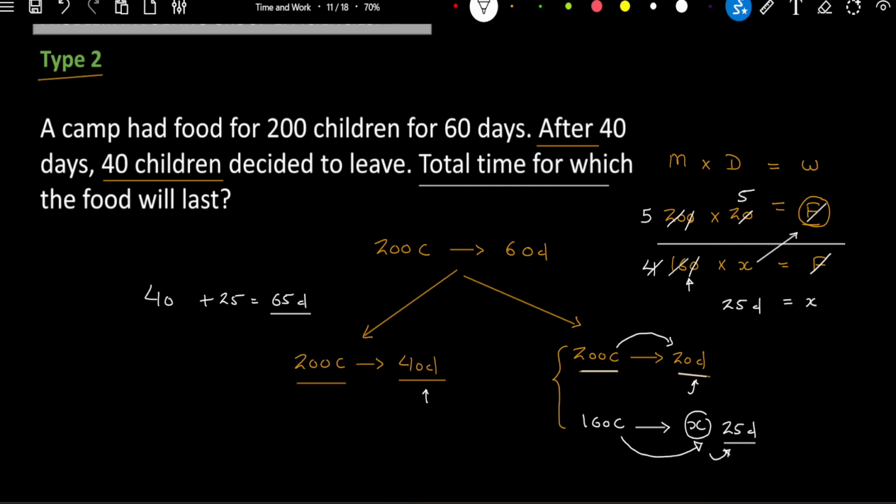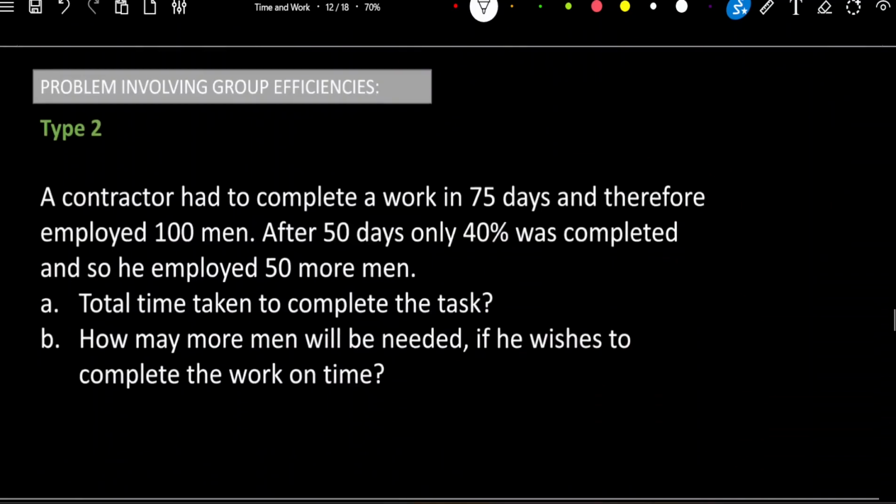So I hope you were able to understand type 2 problem. How would you recognize कि वो जो problem है वो type 2 का है? By reading this word after. Let me discuss one more problem based on this type and then we'll end this lecture.